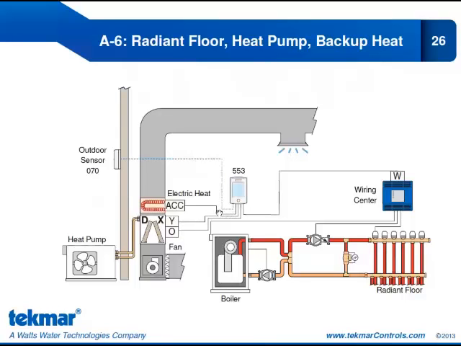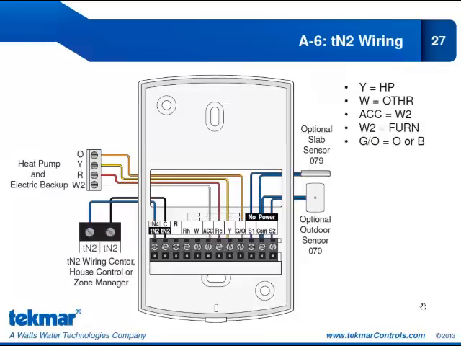And now my accessory relay is going to operate the electric strip for backup heat. So we have first stage of heat, radiant floor, second stage heat from our heat pump, third stage of heat from the electric strip backup. The first stage of heat is communicated through the TN2 connection. We have the R coming from the air handler. That's connected to the ACC relay, which will operate the electric backup. Our Y for the heat pump operation and the O for the reversing valve.